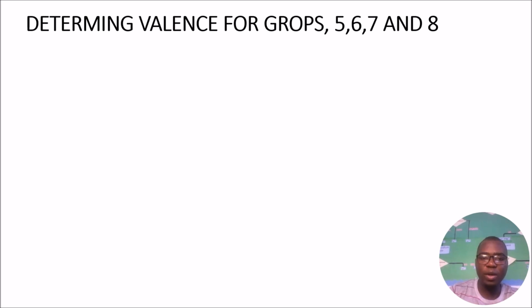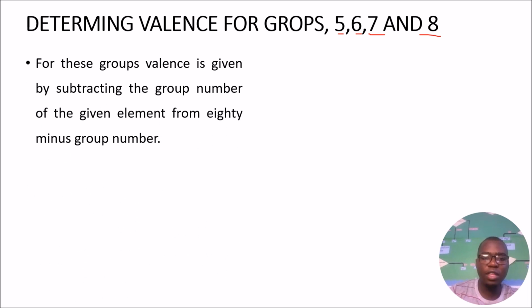Let's look at how we can determine the valency for elements in groups 5, 6, 7, and 8. For these groups, valency is given by subtracting. So here's the formula: subtracting the group number of the given element from 8, and this is because 8 is the octet configuration. So valency is equal to 8 minus the group number of the element in question.